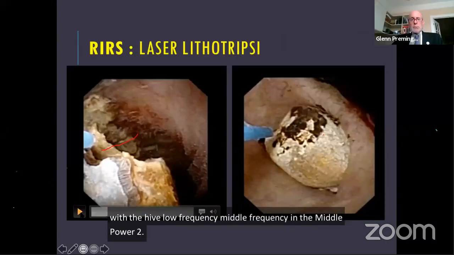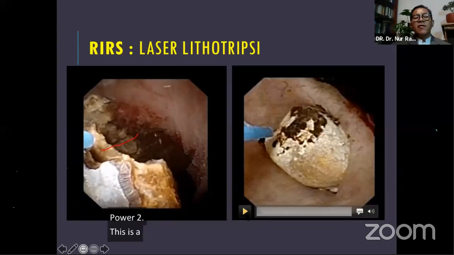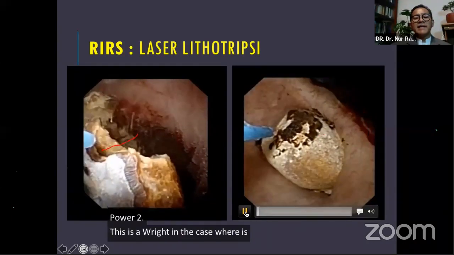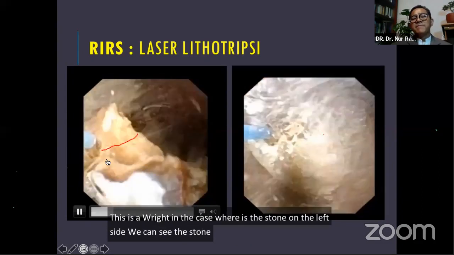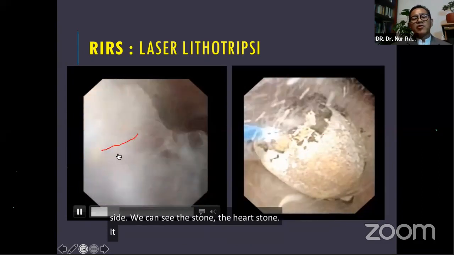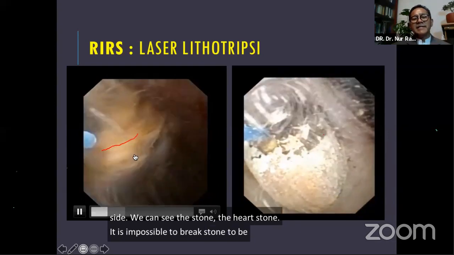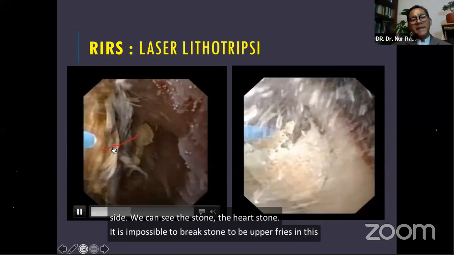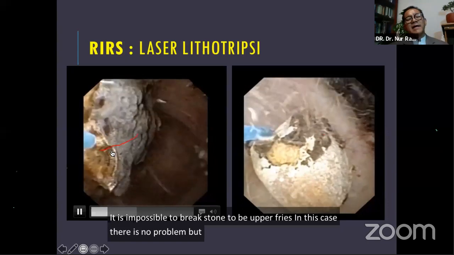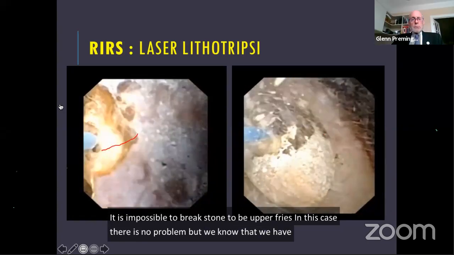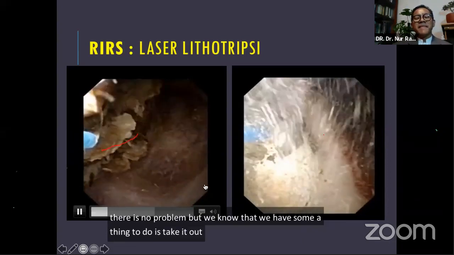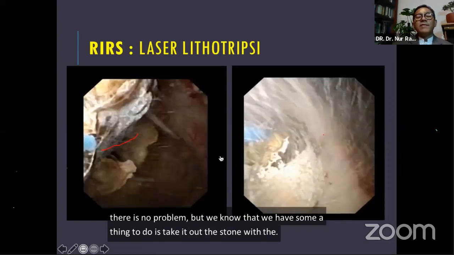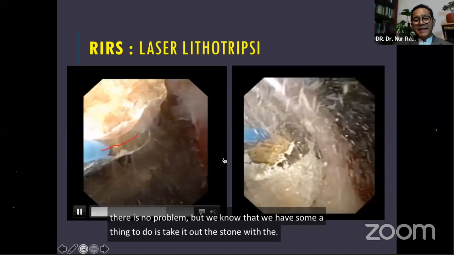This is like in the case where the stone is on the left side. We can see the stone, a hard stone. It is impossible to break the stone to pulverize it. In this case, there is no problem, but the thing to do is take the stone out with the basket after that.